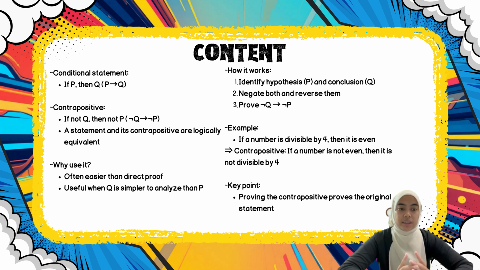Second, we negate both and reverse them. We negate divisible by 4 to get not divisible by 4, and it is even is negated to not even. Then we reverse them, so the contrapositive will be: if a number is not even, then it is not divisible by 4. The key point is that proving the contrapositive proves the original statement.